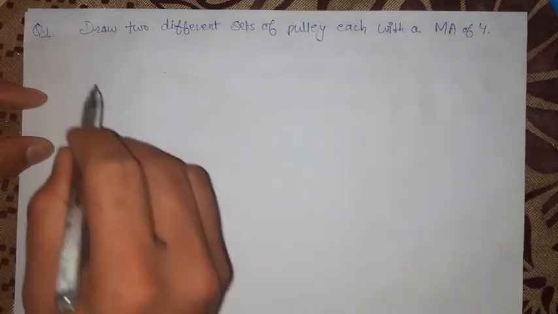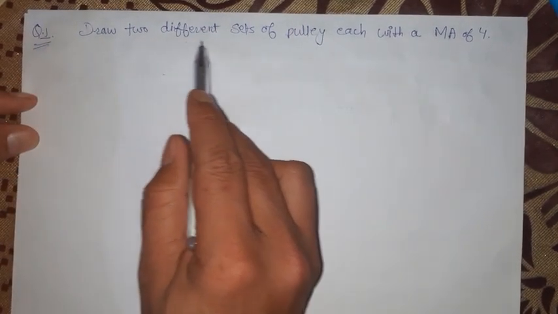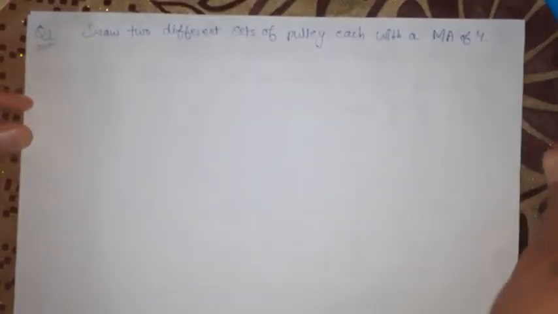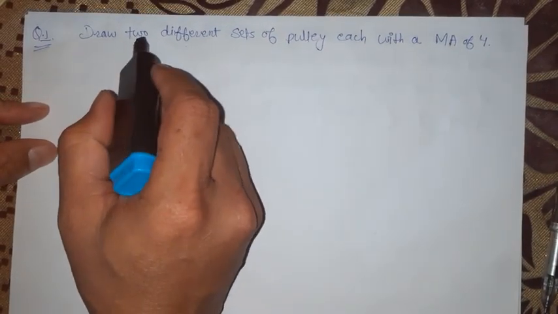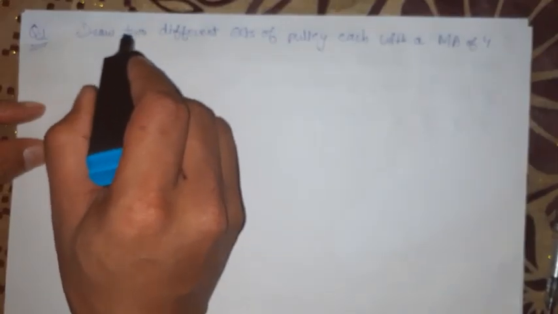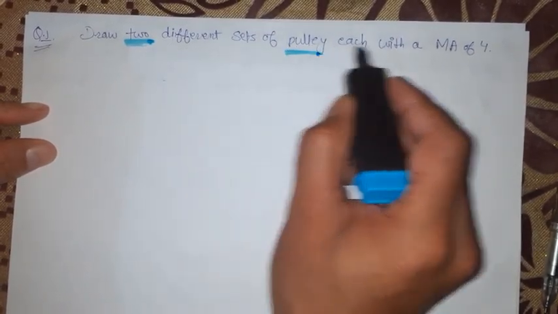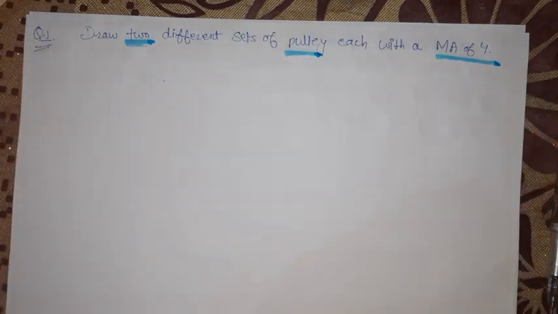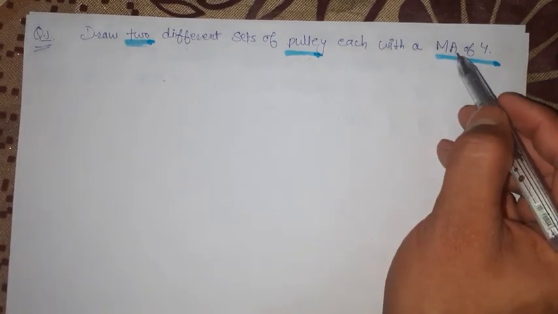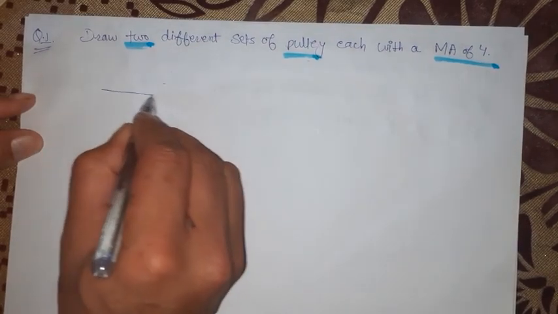Here I'm going to take the very first question, student: draw two different sets of pulleys, each with mechanical advantage 4. With the help of this colored sketch I'm going to highlight it. So what we have to do is draw two different sets of pulleys for which the mechanical advantage is 4. Let us look over here, student.